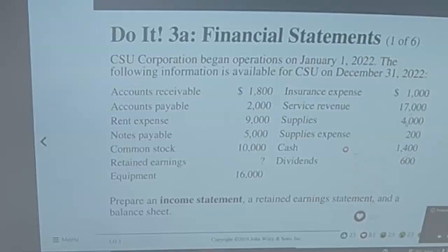Now, supplies is an asset. But when I use it up, it becomes supplies expense. So as an asset, it will be reported on the balance sheet. Supplies expense will be reported on the income statement. Cash and dividends. So let's do the income statement.